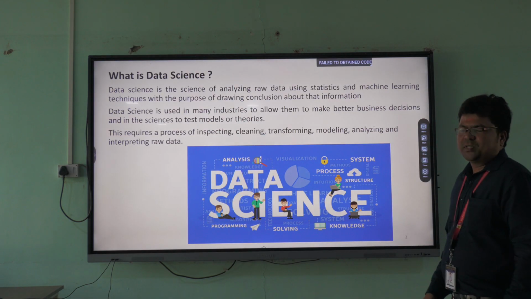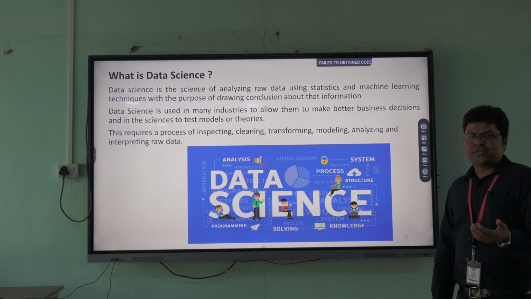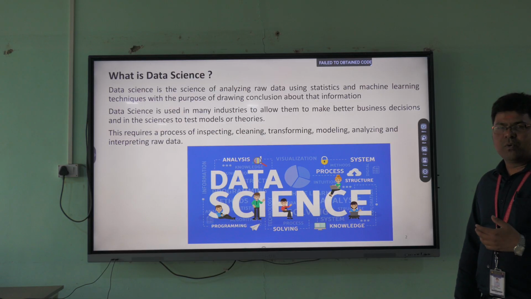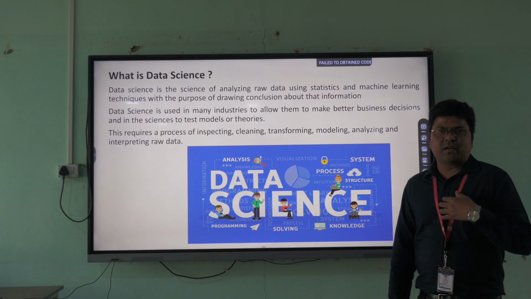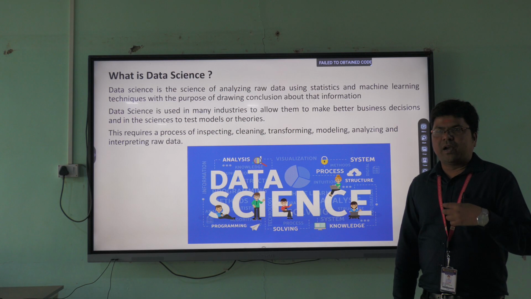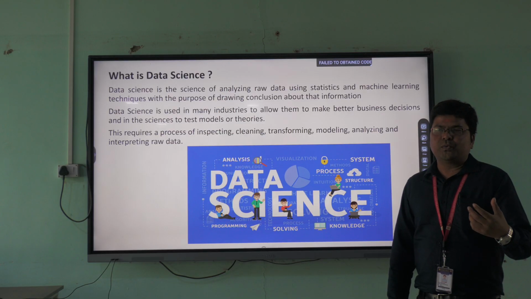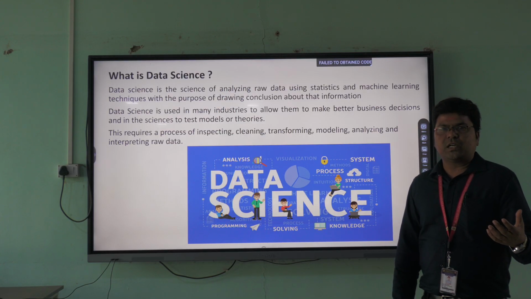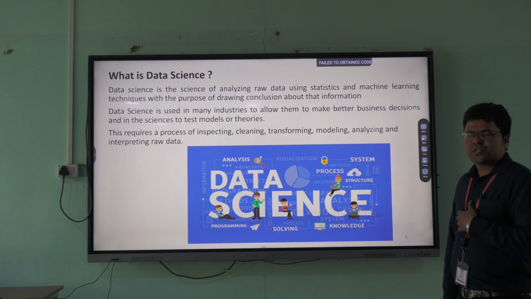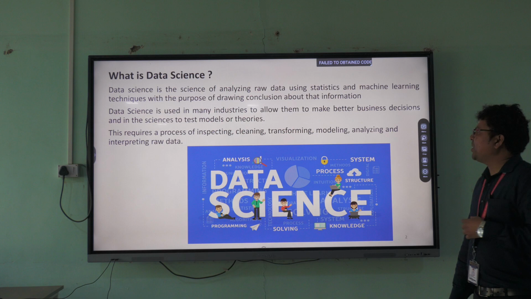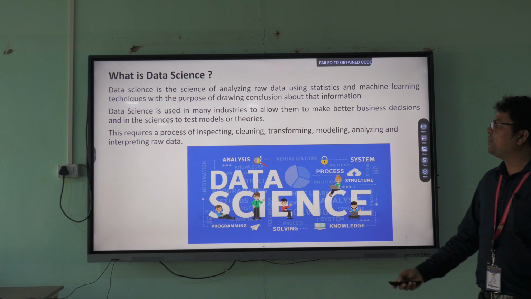Data science is being used in many industries and applications. Nowadays it is used in various industries, and they collect the data, perform machine learning algorithms on it, and take very good decisions. This requires a process of inspecting, cleaning, transforming, modeling and analyzing the data.